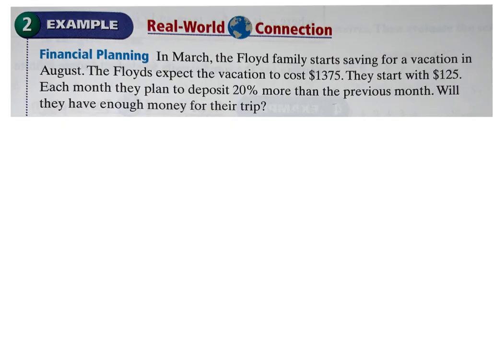Let's look at this on a word problem, then we'll look at infinite series very quickly. The Floyd family starts saving for vacation in August. They expect the vacation to cost $1,375. They start with $125. Each month they plan to deposit 20% more than the previous month. Will they have enough money for their trip? How many months do they have? Does it say? No. It's March. Yeah, in March. So n is 6, right?